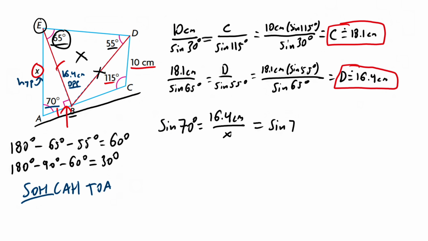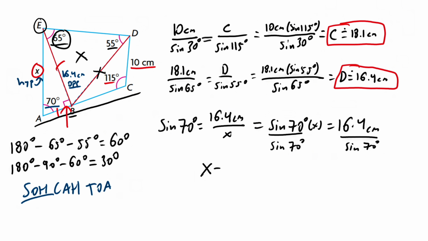We can multiply both sides by x, giving us sine 70 times x equals 16.4 centimeters. And now finally, to isolate for x, we can divide both sides by sine 70, making x equal to about 17.4 centimeters.